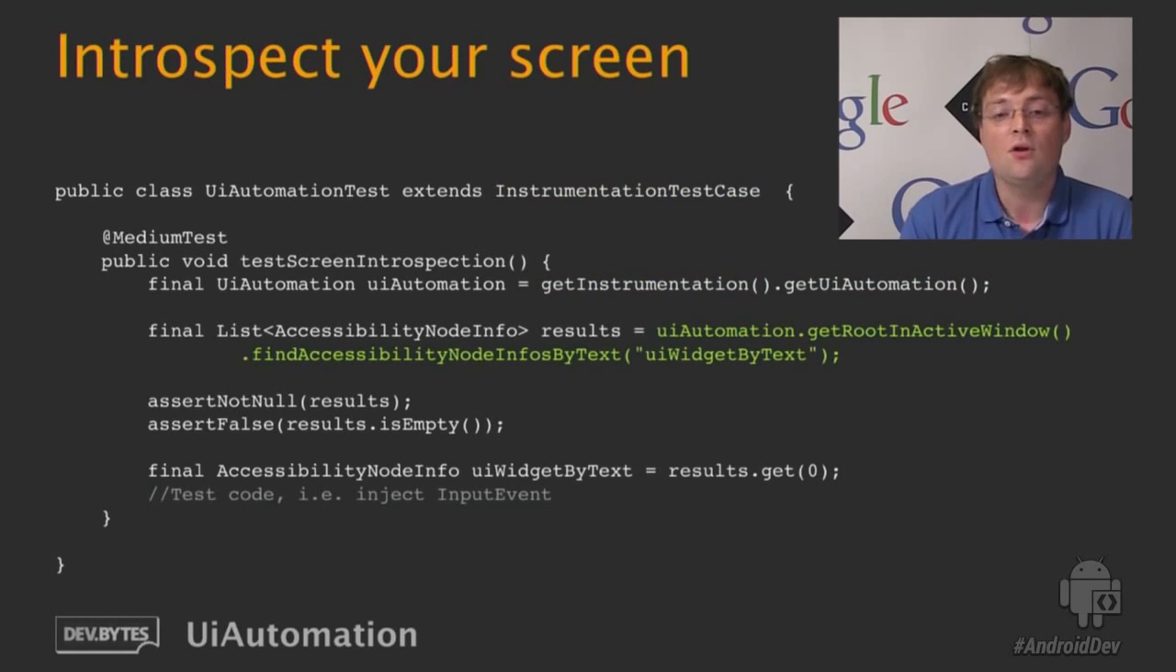So let me show you how you could introspect any visible screen content from within your instrumentation tests. First, we get a reference to the UiAutomation object. But as the window content is presented as a tree of accessibility nodes, in this case we have to obtain the active window root accessibility node first. This is done by calling getRootInActivityWindow. From there, we can continue and query for any node by text or ID. But note, this search is always relative to the retrieved root accessibility node.